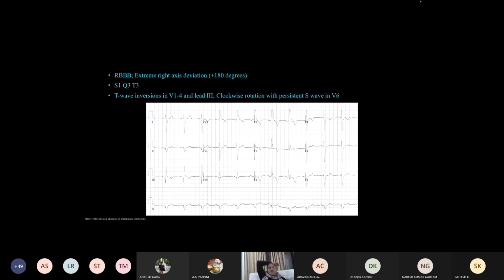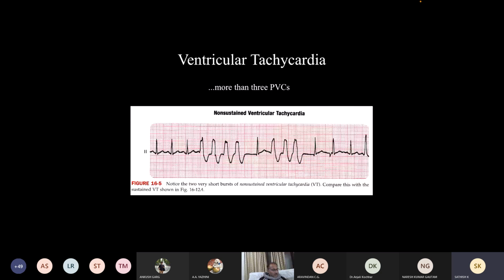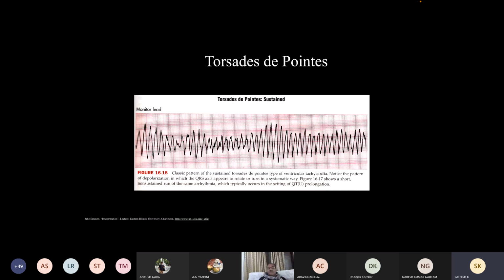Okay, ventricular tachycardia. Ventricular tachycardia is when there are three or more ventricular premature beats occurring. This is an emergency condition, and you have to assess the patient, and sometimes cardioversion may be needed in these patients.